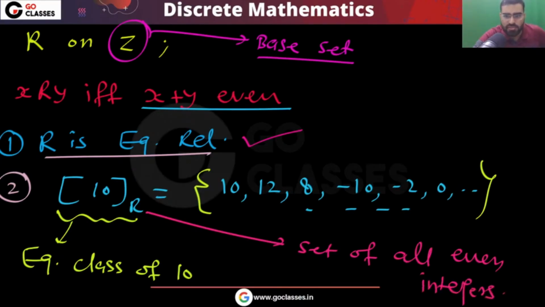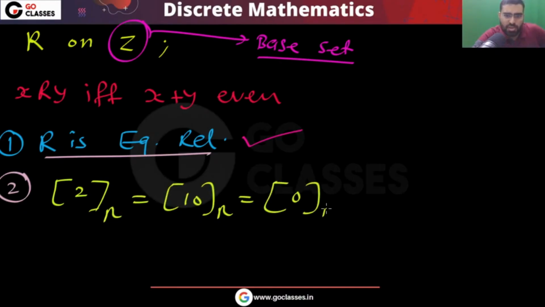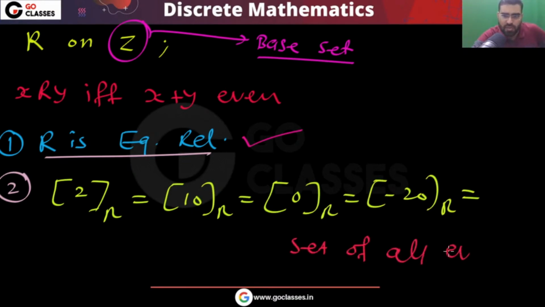Again you can notice what will happen. Every even number will have the same equivalence class. The equivalence class of 2 will be the same as the equivalence class of 10, the same as the equivalence class of 0, the same as the equivalence class of -20. All the even numbers have the same equivalence class, and that is the set of all even numbers.